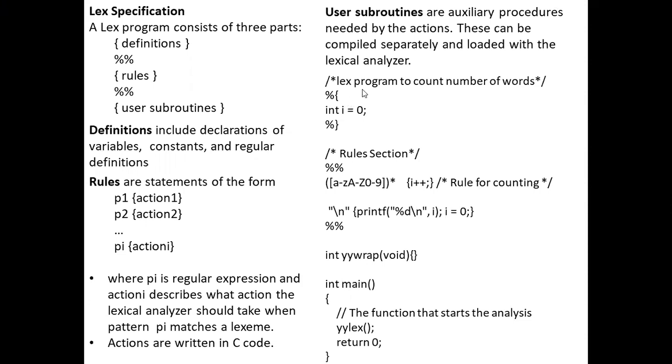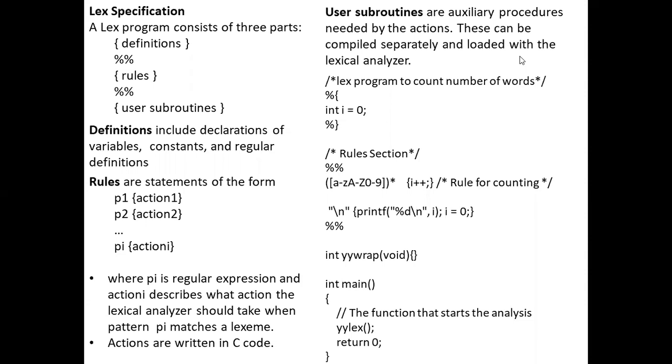Now user subroutines. What is the user subroutine? All auxiliary procedures needed by the actions; these can be compiled separately and loaded with the lexical analyzer. For example, take a C program. Suppose you define an addition function. Can you tell me, without the main program, can we use the addition function? That is not possible. Functions are separately defined, but to use that function, you call it in the main part. Without main that is not possible. Same as the user subroutines, where the Lex part is directly governed, right?